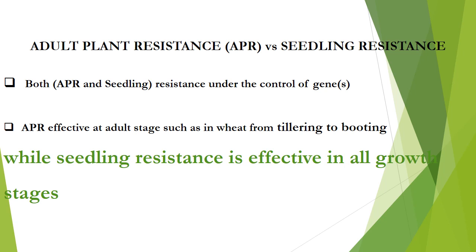So obviously, as a layman or even as a scientist, we prefer seedling resistance because it is effective from day one till the maturity of the crop. But both approaches have pros and cons. That is why both approaches are simultaneously working in plant pathology. In the next slides, we would briefly like to discuss the advantages of adult plant resistance and seedling resistance, and the disadvantages associated with both approaches.